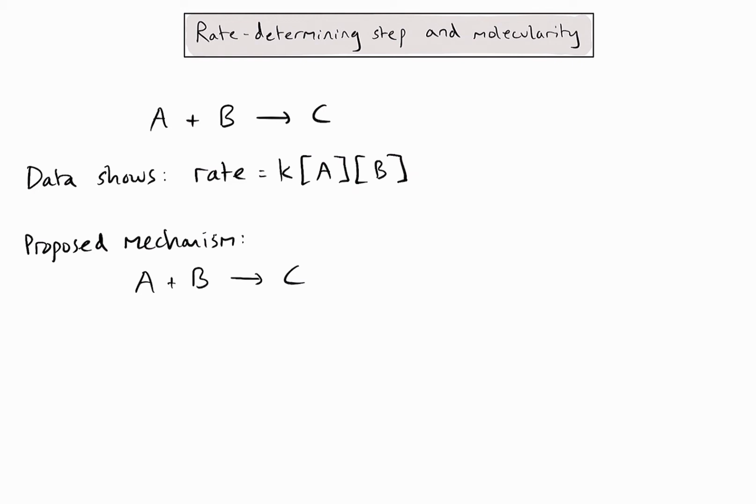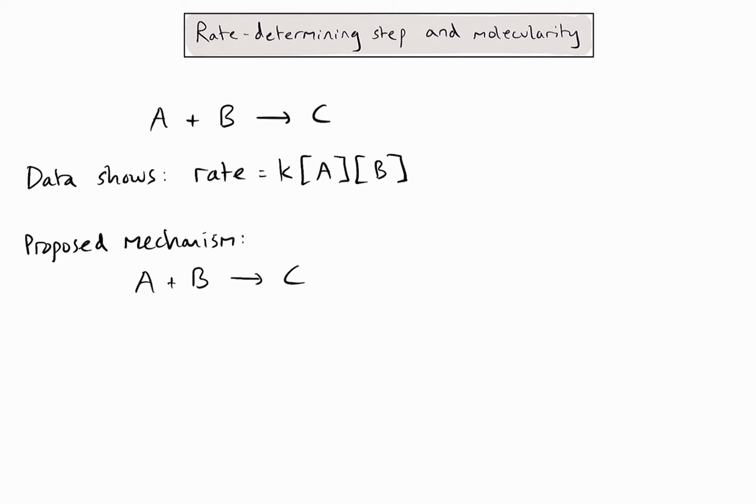Now, does my data support this proposed mechanism? Well, the single step in my mechanism requires A and B to bump into each other, and if I look in my rate expression, I can see that the rate is dependent upon both the concentration of A and B, which seems to make sense. So my mechanism here is consistent with the experimental data.